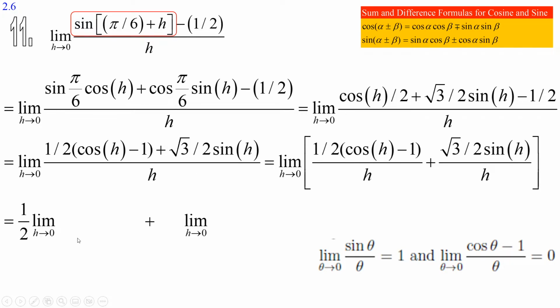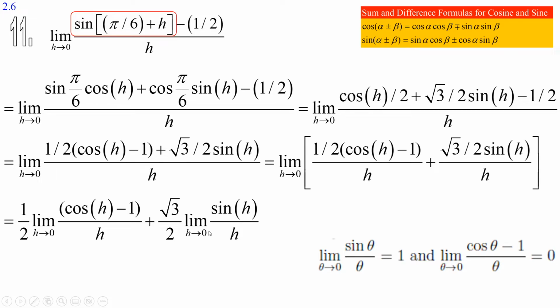So I clean that up a little bit so you can see it there. Okay, and then bring the root 3 over 2 out right here. And then the sine of h over h, and again, this is 1 by our special trig limits. And this is 0. So my final answer is still root 3 over 2. That's cool.